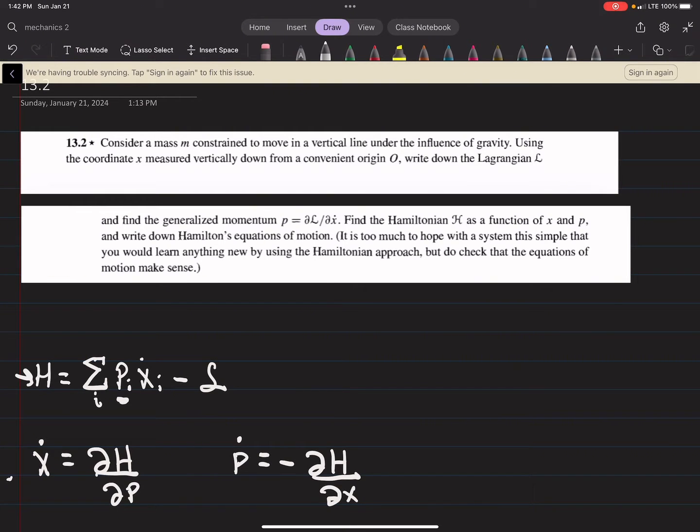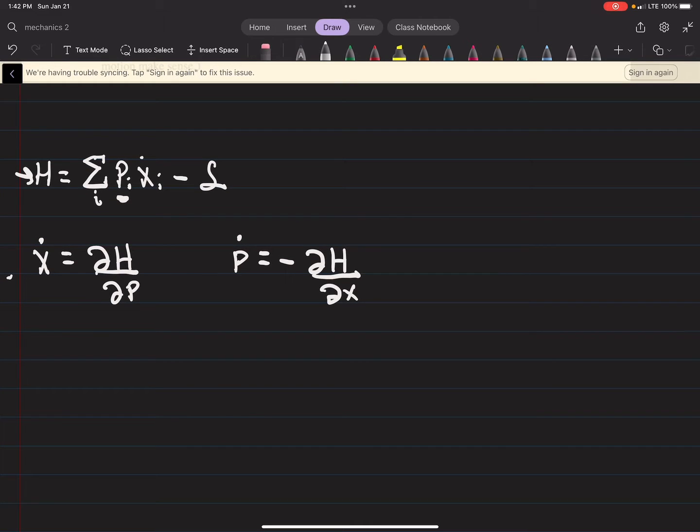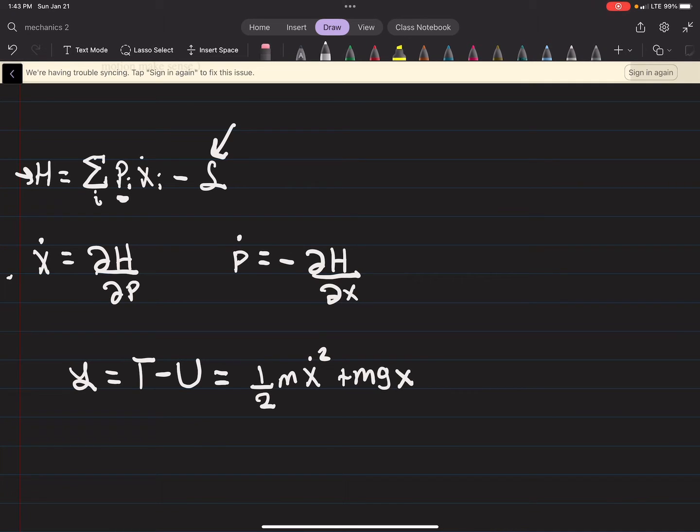So in this case, it's one-dimensional, a particle m moving vertically under the influence of gravity. And it wants us to find our Lagrangian, the generalized momentum, the Hamiltonian, and the Hamiltonian's equations of motion. So in general, a good place to start is to find your Lagrangian, since the Lagrangian is part of the definition of the Hamiltonian. So just like in chapter 9, the Lagrangian is your kinetic energy minus your potential energy. So in this case, it's going to be just 1/2 m x dot squared minus, and then our negative, so plus mgx. So that's the potential energy due to gravity.